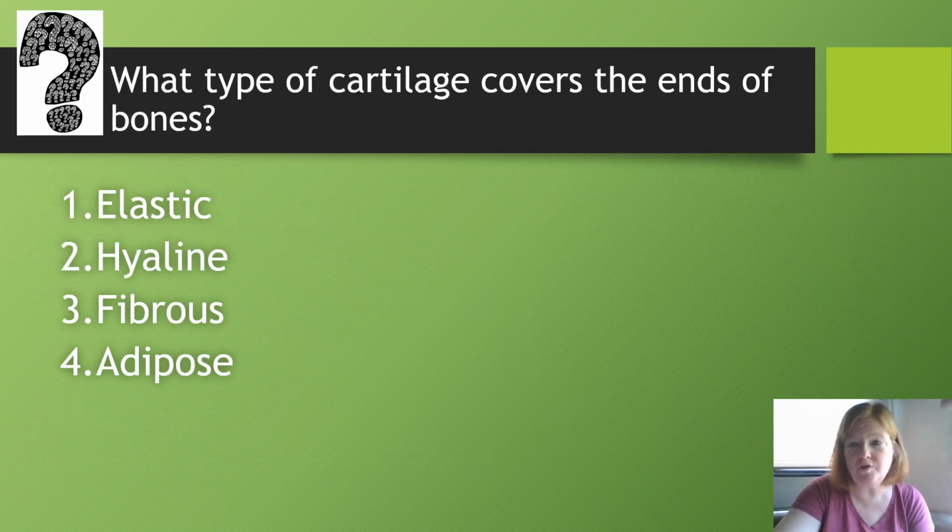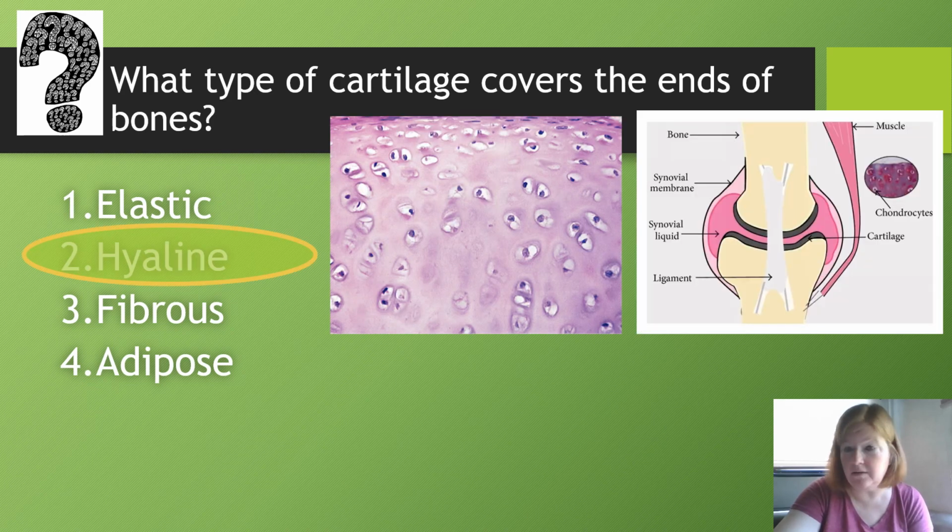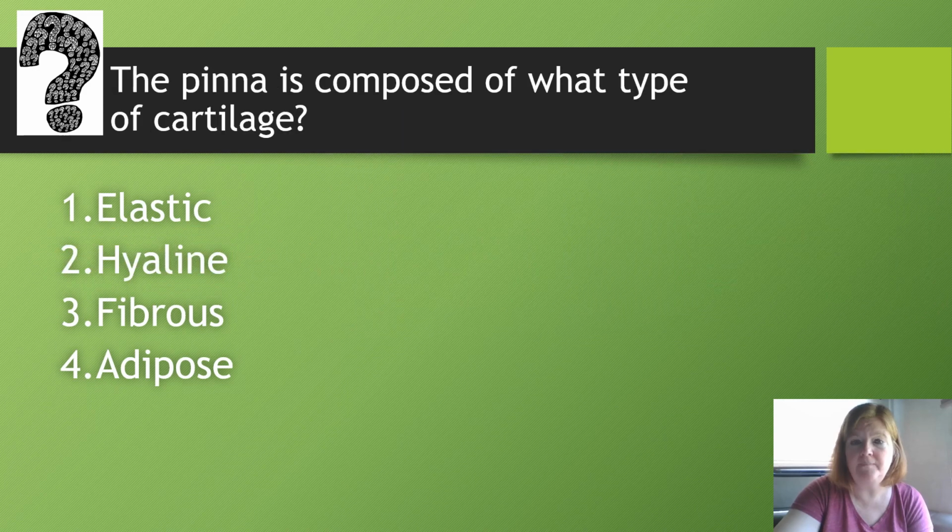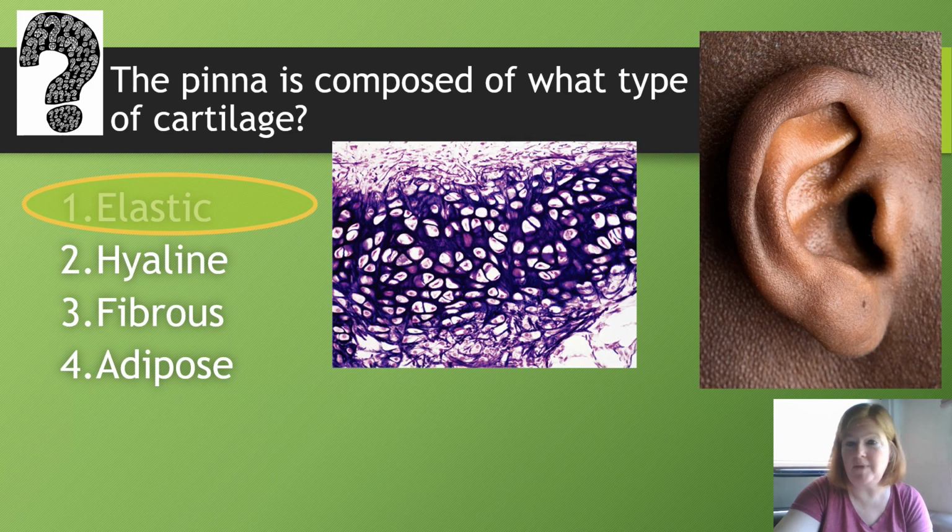What type of cartilage covers the ends of bones? So think about it, because this is common. So it's hyaline cartilage, the most common. The pinna is composed of what type of cartilage? That one is elastic.